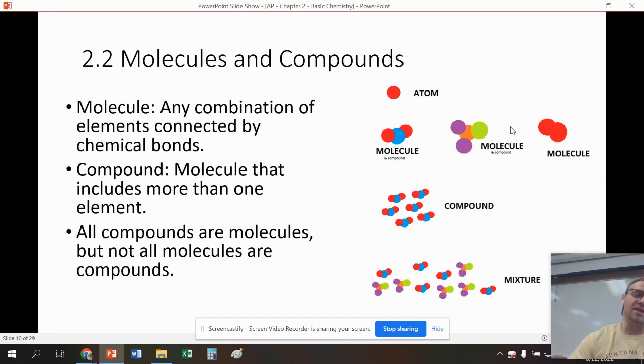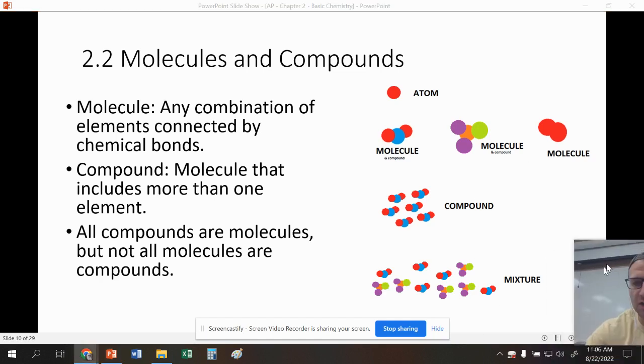All right, molecules and compounds. A molecule is any combination of elements connected by bonds. Compounds are molecules that include more than one element. It sounds like the same thing, but let's talk about how they're different. All compounds are molecules, but not all molecules are compounds.